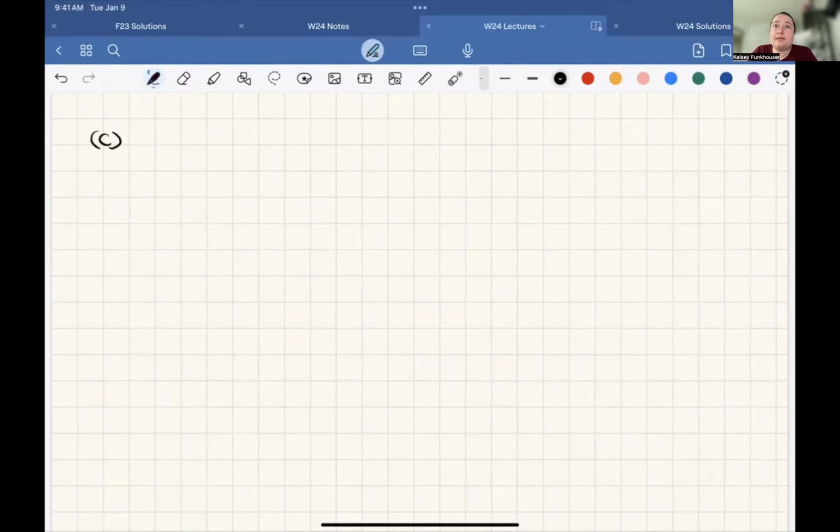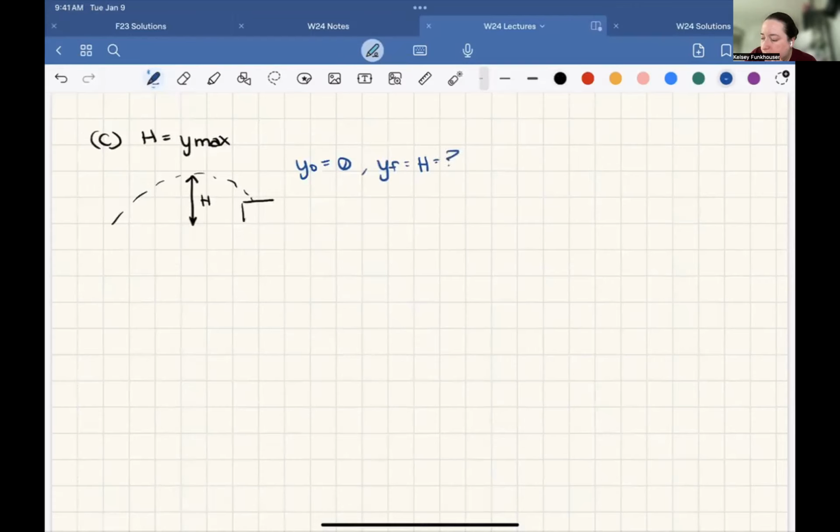Part C uses different time because we want y max, which is like the peak height, and maybe I'll just draw kind of our cliff. Okay. And we want this h. So there's some things we can say here. We know that, again, the initial y position is 0. The final at this point is h. We don't know what that is, but we know that.